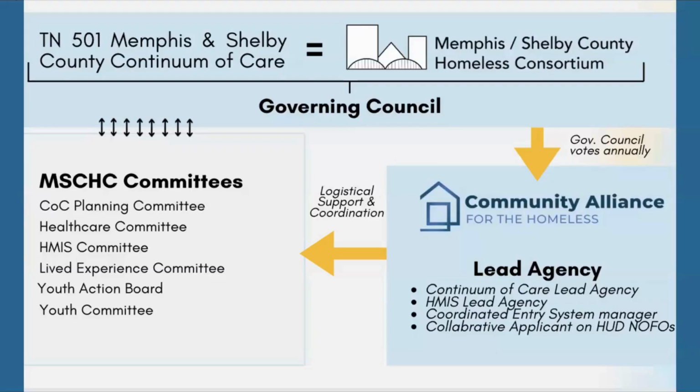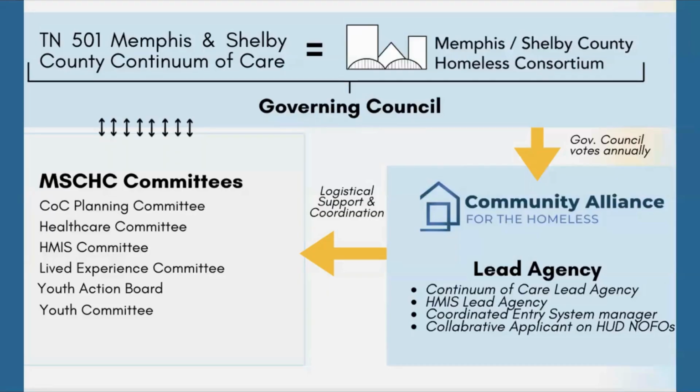So we have various committees, the COC Planning Committee, which is an overview of the consortium. We give lots of updates on funding and different priorities that come down from HUD. The Healthcare Committee works on increasing healthcare resources and collaboration within our homeless response system. The HMIS Committee works on ensuring the database and data quality is maintained and that agencies feel supported with the HMIS system. The Lived Experience Committee is made up of individuals with current or former lived experience of homelessness to provide advocacy, and it's like an advisory committee.